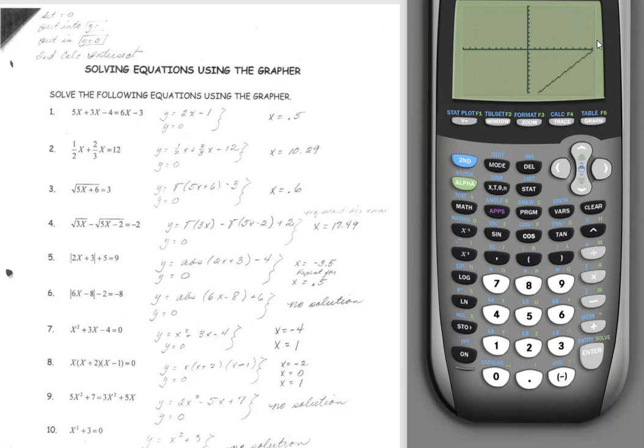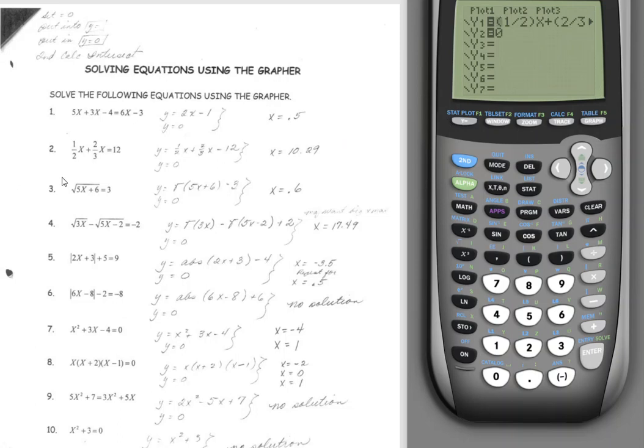And we really can't see very well where it hits the x-axis. So we're going to go to the window and we're going to make our x max bigger. We're going to make that 20. See what that does. So now we're looking for this point, second calc 5, enter, enter, enter. And we have 10.28, rounded would be 10.29. All right, let's try the next one.